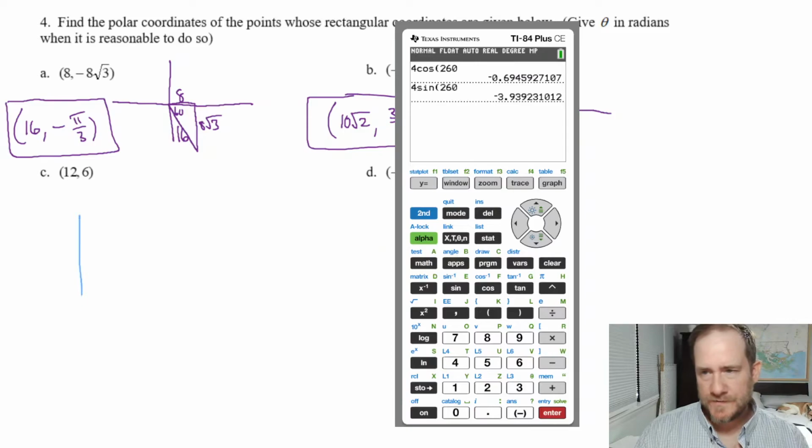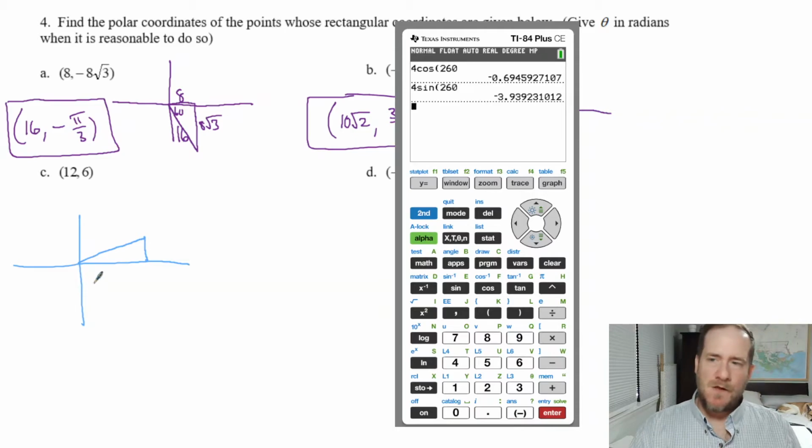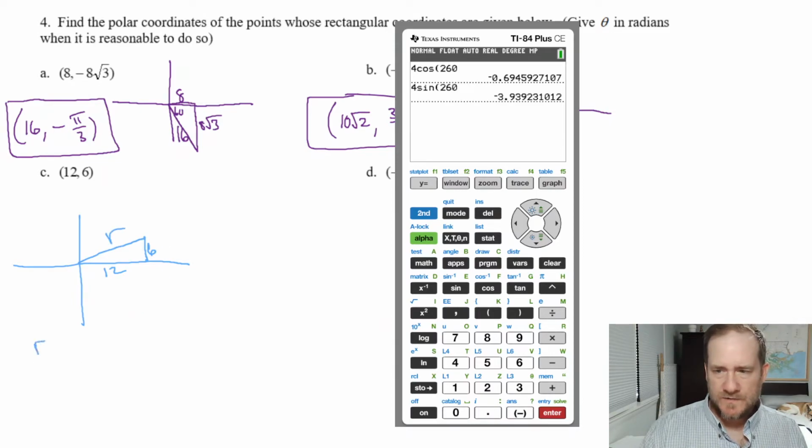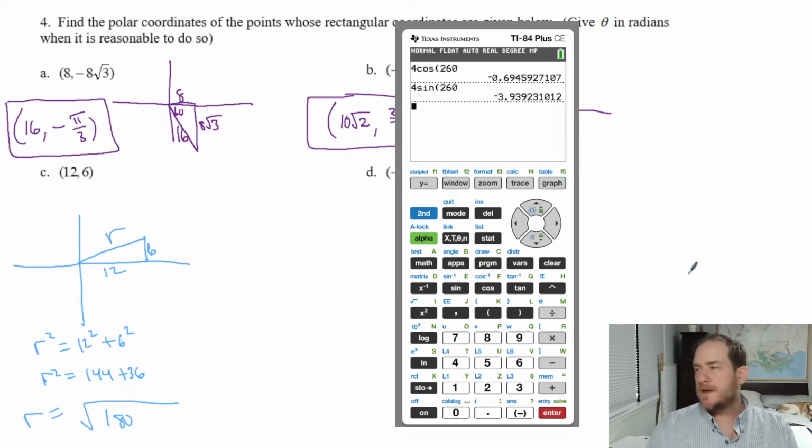Alright, what about 12, 6? For 12, 6, you're running over 12, you're running up 6. But that's not a special anything. So, it seems like instead, you're just going to have to do Pythagorean theorem. If you want this radius, well, you know that r squared equals the 12 squared plus the 6 squared. So 144 and 36, that makes 180. Yeah, and then clean that up.